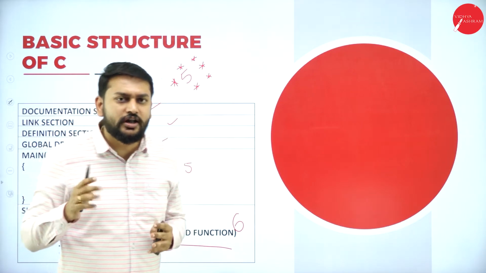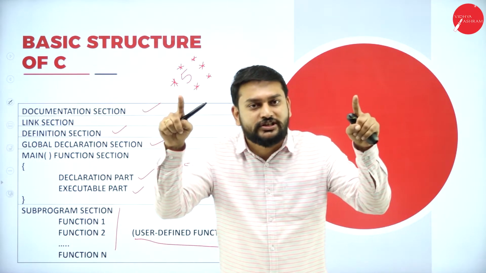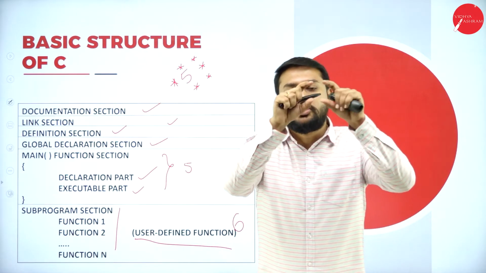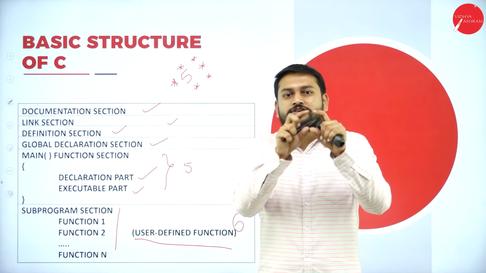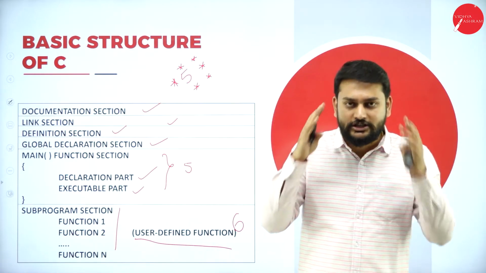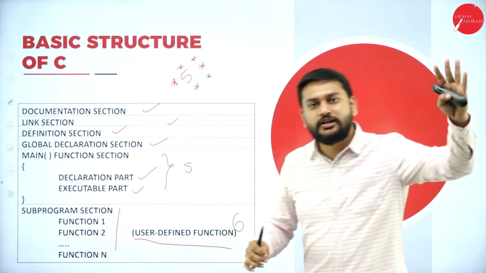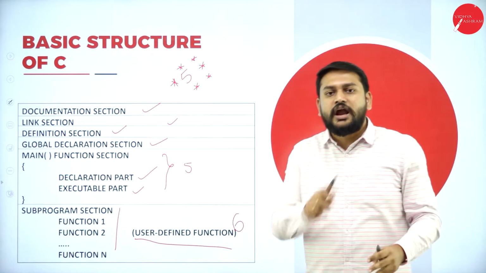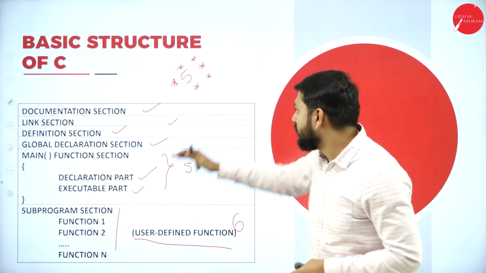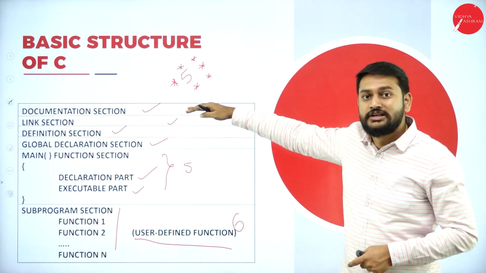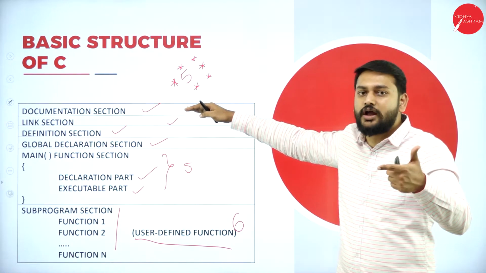So how many sections are there? There are 7 sections. What is first? The documentation section. If you write a C program, there is a documentation section, which says what that C program is doing. Say you write the question first. So in the documentation section, you will write the question: write a C program to calculate the addition of 2 numbers. That is what we will record in the documentation section. Second one. What is in the documentation section? There are comments. They do not get executed, and the output does not appear there.